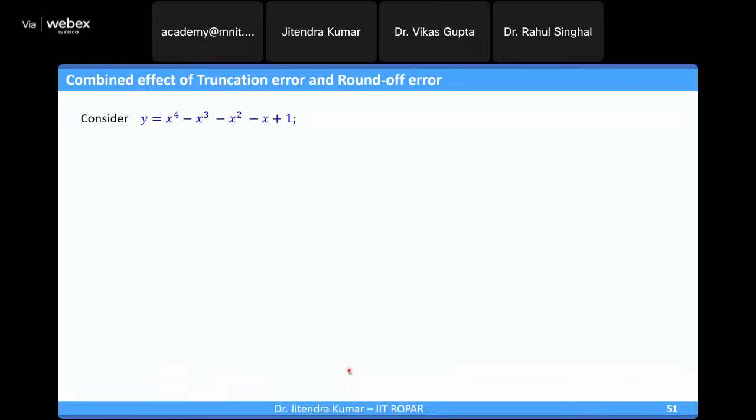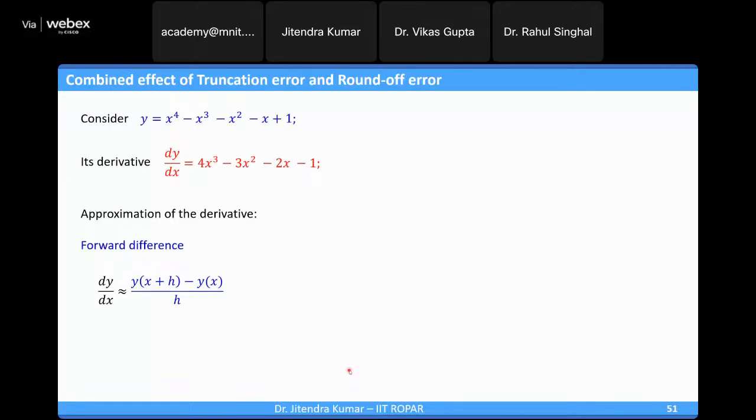In this example, if you consider just this 4th degree polynomial, just give me 5 minutes and I'll wrap it up. Its derivative is 4x cubed minus 3x squared minus 2x minus 1. You approximate the derivative. We now know how to approximate. Let's take forward difference. You can take backward difference, or central difference, or any other formula of higher order as well. So let's just do a simple one, the forward difference formula, y(x plus h) minus y(x) over h. With this, we can approximate the derivative.